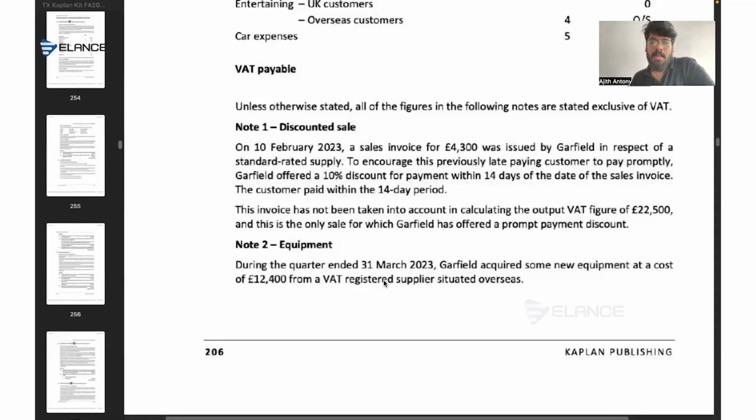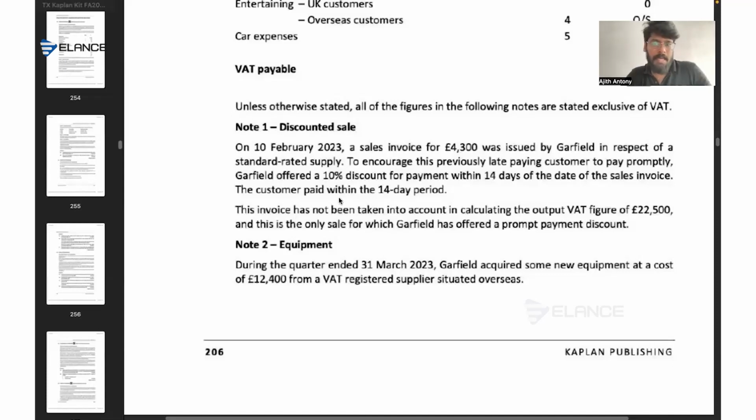So here he has made a sale on discount. We'll compute output VAT and also the input VAT on the basis of the discounted price. Actually he made the sale for 4,300 pounds. And to make that customer pay promptly, he made a condition on the payment. He made this 4,300 sale on credit, and the condition is that if the payment of this 4,300 is made within 14 days from the date of invoice, that customer will get a 10% discount.